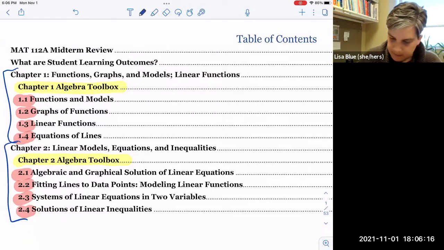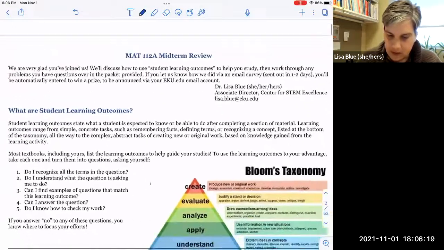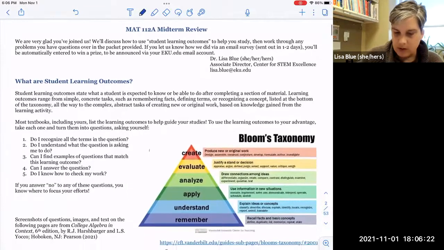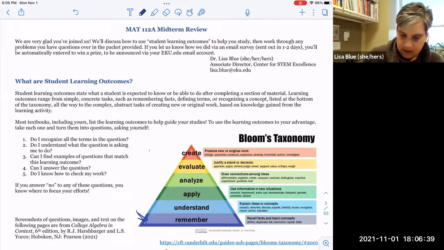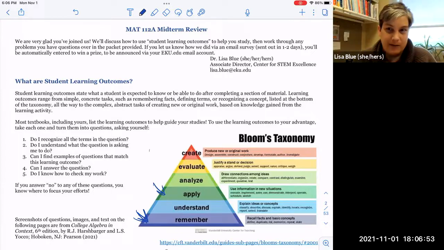All right, so the way I like to arrange these review sessions is to use student learning outcomes, or sometimes they're called SLOs. Student learning outcomes are really handy because they're setting the expectations for how deeply you need to understand the material. It could be something as simple as, do you remember the equation for the slope of a line using slope-intercept form? It could be, can you write this function as a composition of another function? That's the 112B review that I'm doing tomorrow night.